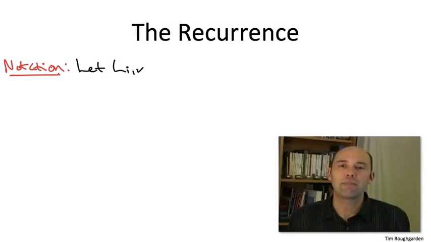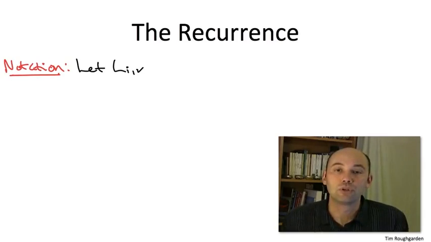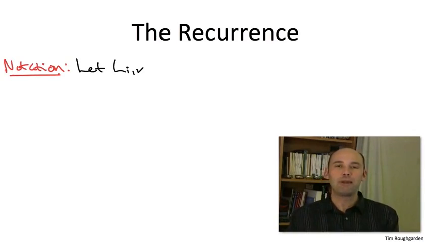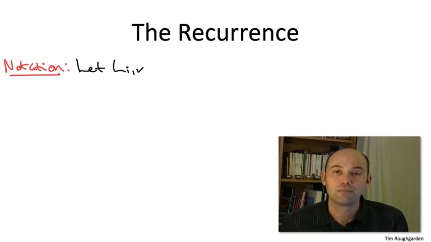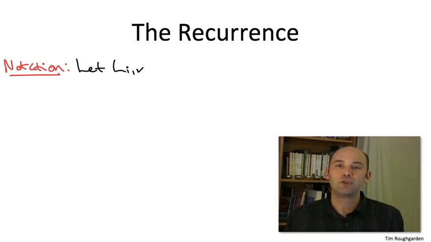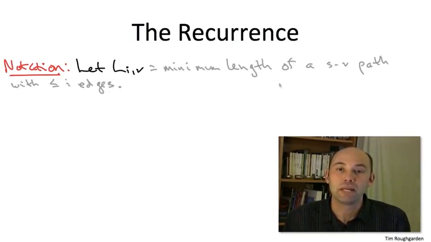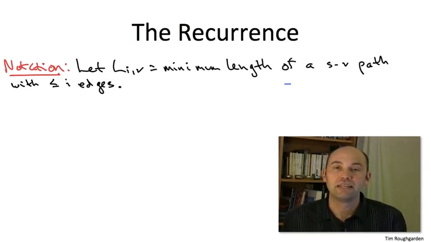I'll use the notation capital L sub I,V to denote the optimal solution value of the corresponding subproblem. A subproblem is being indexed by two parameters. One, V, that's the destination we're interested in this subproblem. And the second one is the budget I on the number of edges that are permitted in paths from S to V in this subproblem.